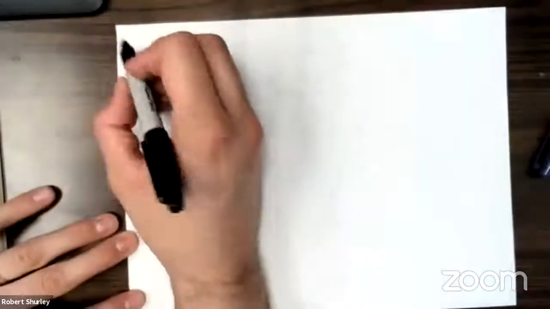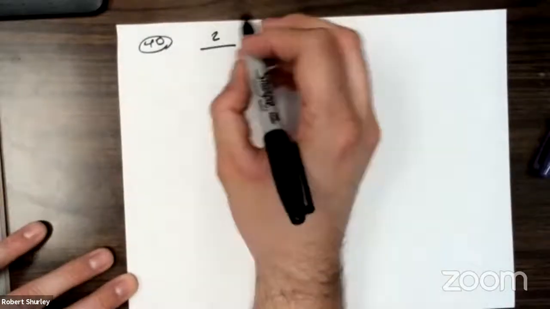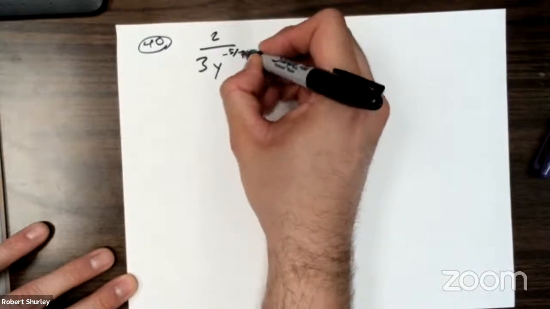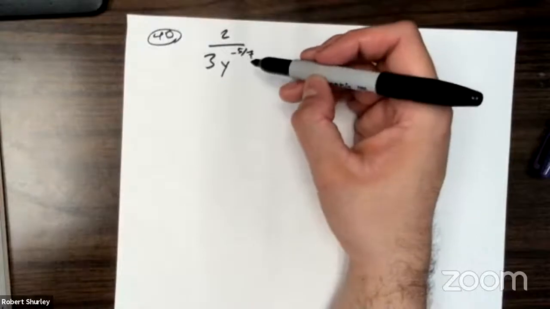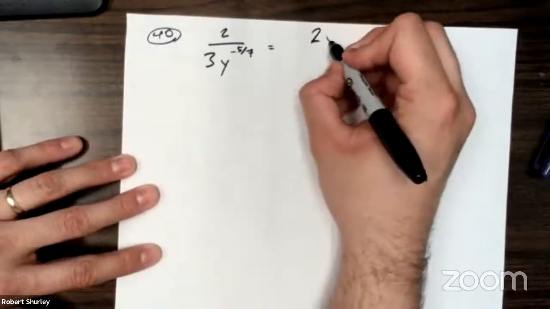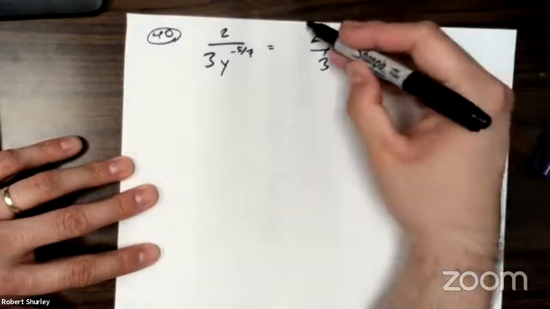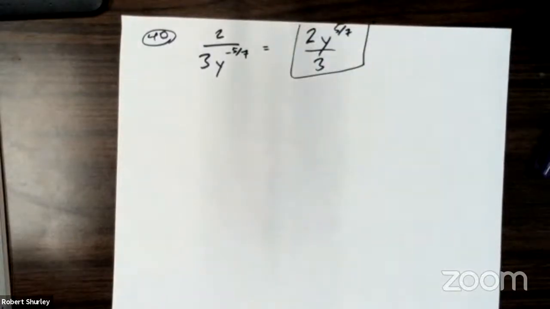It's genuinely a remember how to simplify this stuff. Like if you looked at 40, it says 2 over 3y to the negative 5/7. Like they're not asking you to make this into a radical. They just want you to remember how to simplify it. So all we have to do is put this in the numerator, 2y to the 5/7 over 3, and we're done. Okay, and that one we didn't have to write it in radical form.